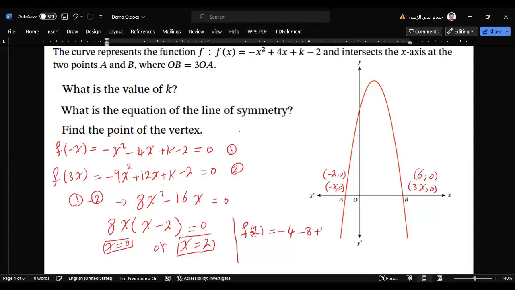Plus k minus 2 equals 0. When we solve it, we find k minus 14 equals 0. Then k equals 14.